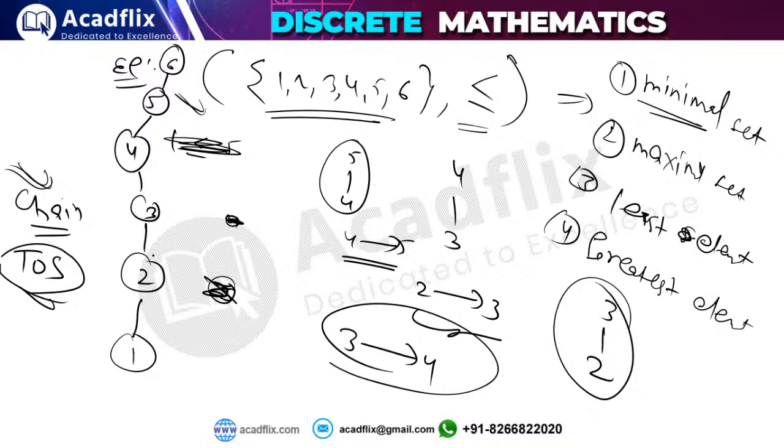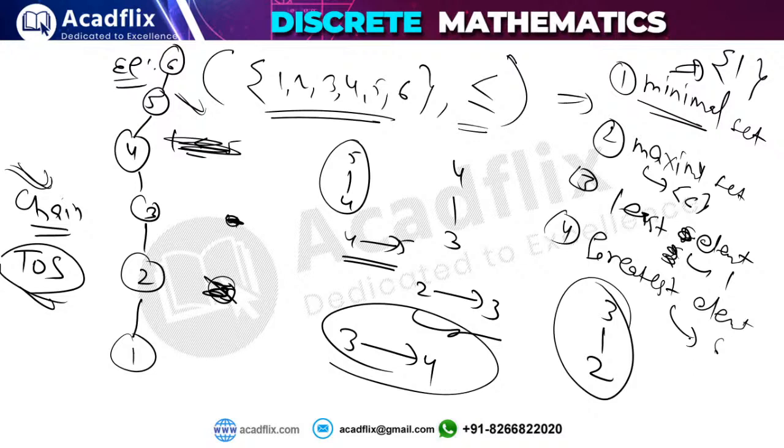Now in this chain you can find the minimal set. There is only one minimal element, remember, that is 1, because there is no one below 1. This 6 is maximal because there is no one above 6. The least element is again 1 and the greatest element is 6.